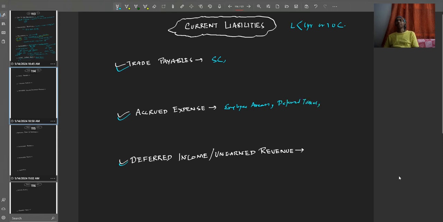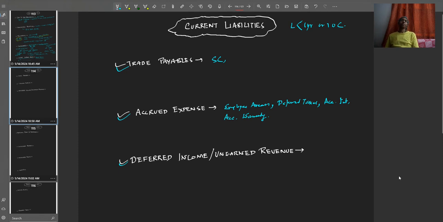Other examples can be accrued interest payments, accrued warranty costs. So warranties have been claimed but you have not fulfilled them on time. This can be a liability for you, that is accrued warranty costs. So these are certain examples of accrued expenses.